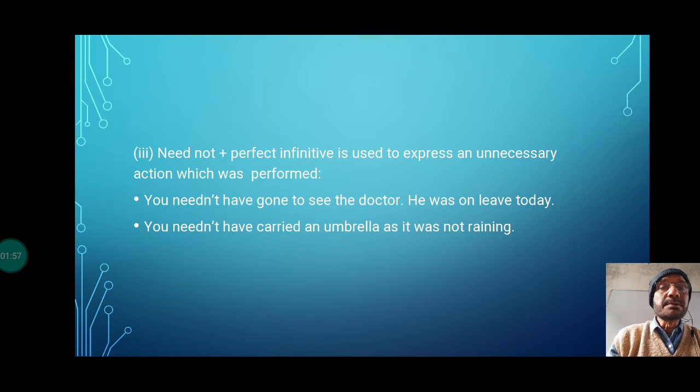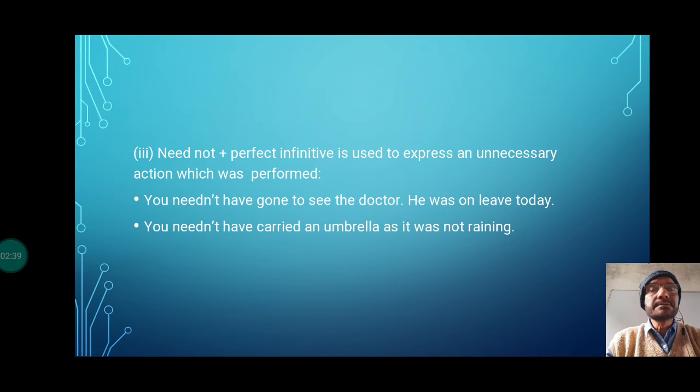Now, need not plus perfect infinitive is used to express an unnecessary action which was performed. You needn't have gone. You see, the perfect, have gone, is present perfect. You needn't have gone to see the doctor. He was on leave today. This action shouldn't have been done. You needn't have carried an umbrella as it was not raining. Again, this action was unnecessary. So when need not plus a perfect infinitive is added, be rest assured, we are talking about an action that shouldn't have been done.